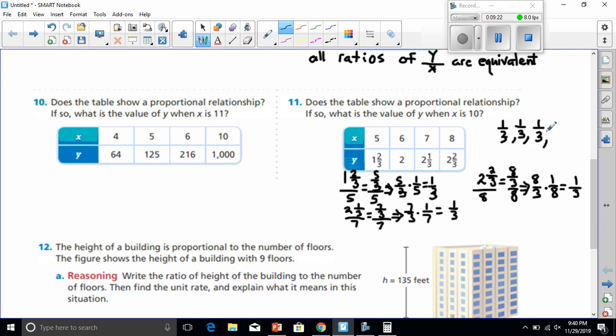So we've got 1/3 is the ratio for y over x in every single one of these, which means it is proportional. Does it have a proportional relationship? First, the answer is yes. Now it says, if so, what is the value of x or of y when x is 10? Well, let's see, they want to know what is y when x is 10. Remember, it's y over x. And the ratio is 1/3, so we'll be multiplying this by 1/3.